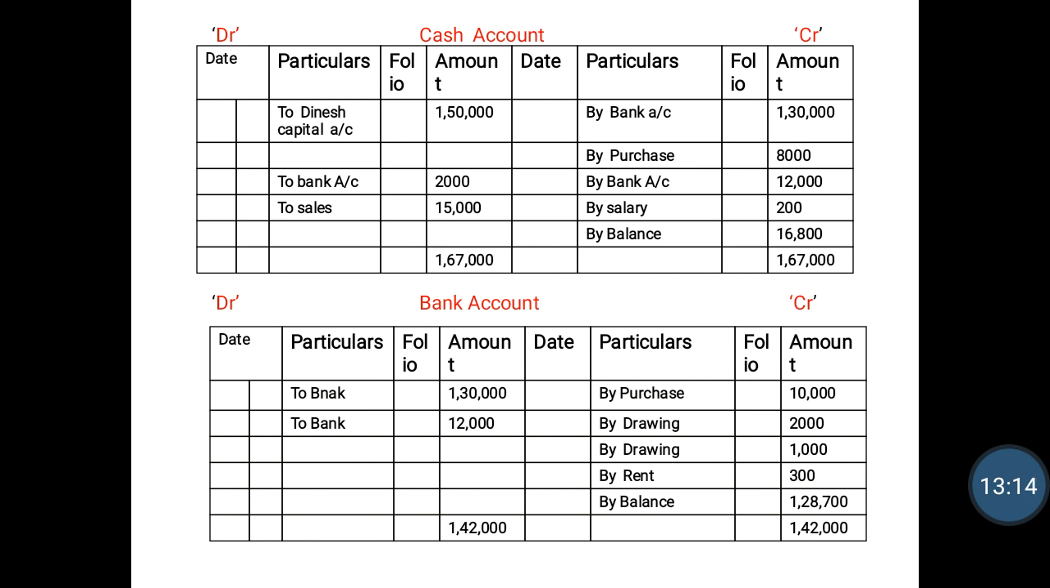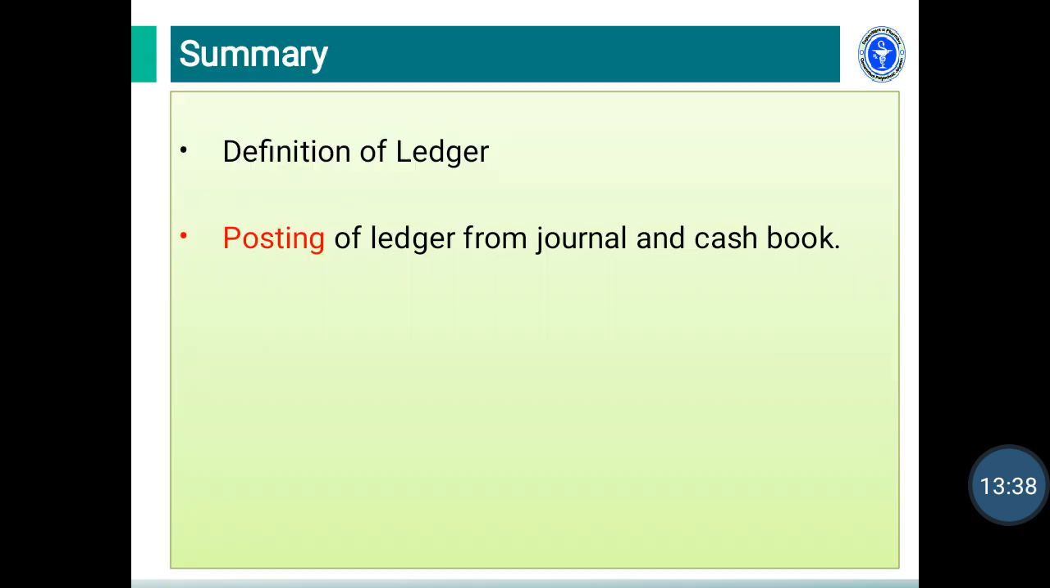So in this way, identify the transactions which are involved under the cash account or the bank account, and then separately post that particular transaction in the cash account and the bank account. By using this simple rule, we solve the problem and post the transaction in a particular ledger from the journal or the cash book.